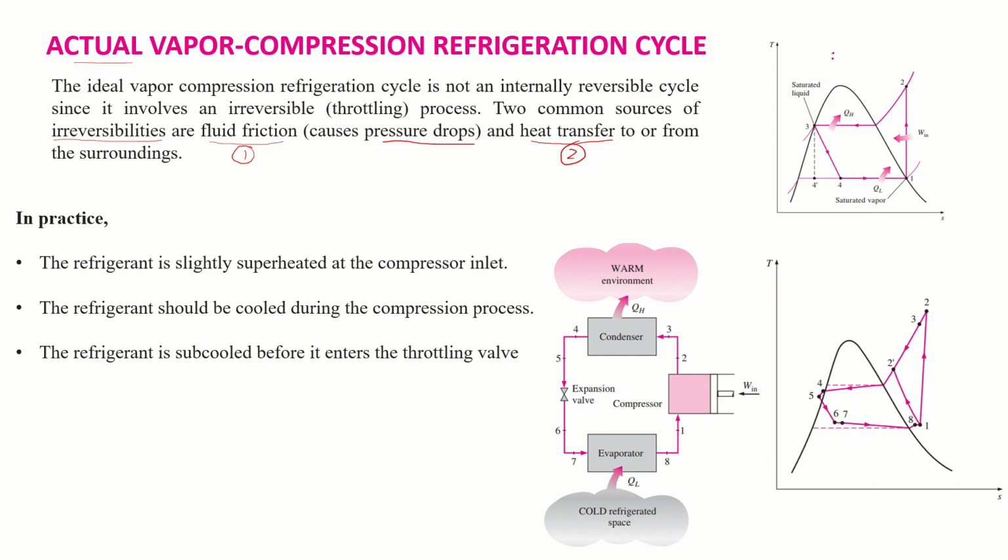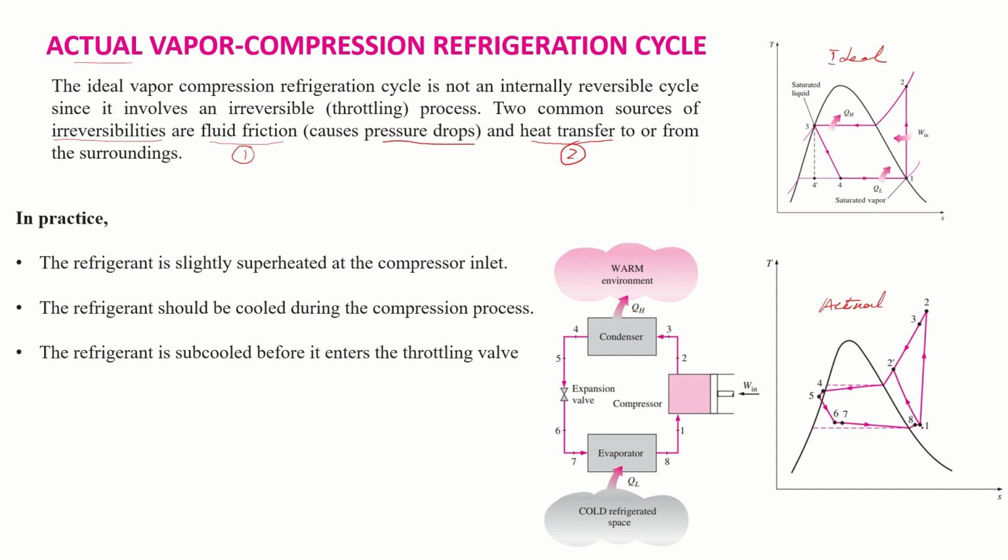This is the ideal vapor compression cycle, and this is the actual vapor compression cycle. So I will now explain the differences between these two cycles. The vapor compression cycle starts from the compression process, from state 1 to state 2.